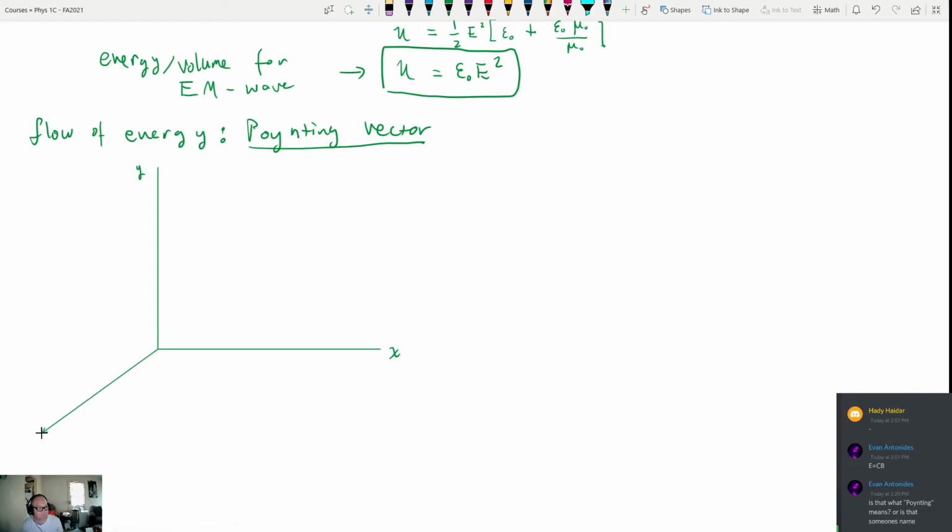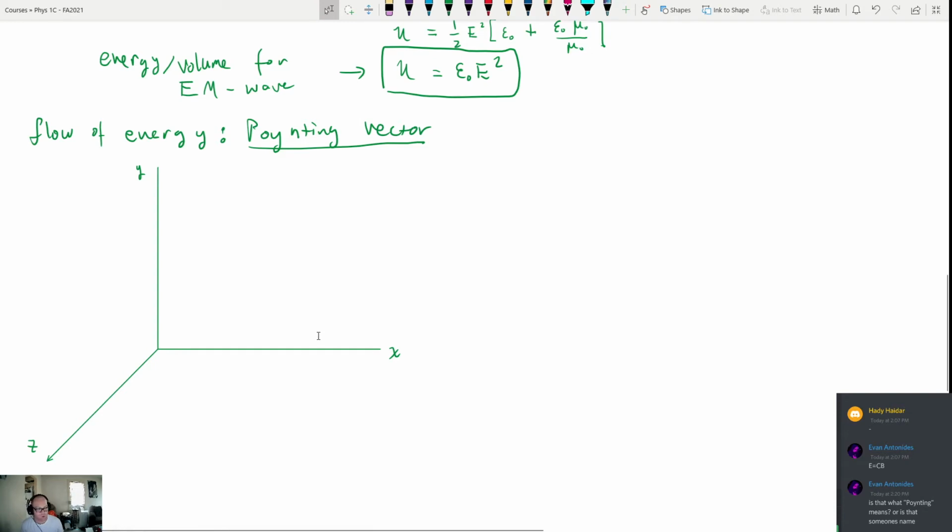It's someone's name, but it is a vector, and it is going to point in the direction of the electromagnetic energy. I think it's someone's name, right? Yeah, British physicist John Poynting, who lived from 1852 to 1914, they tell us.